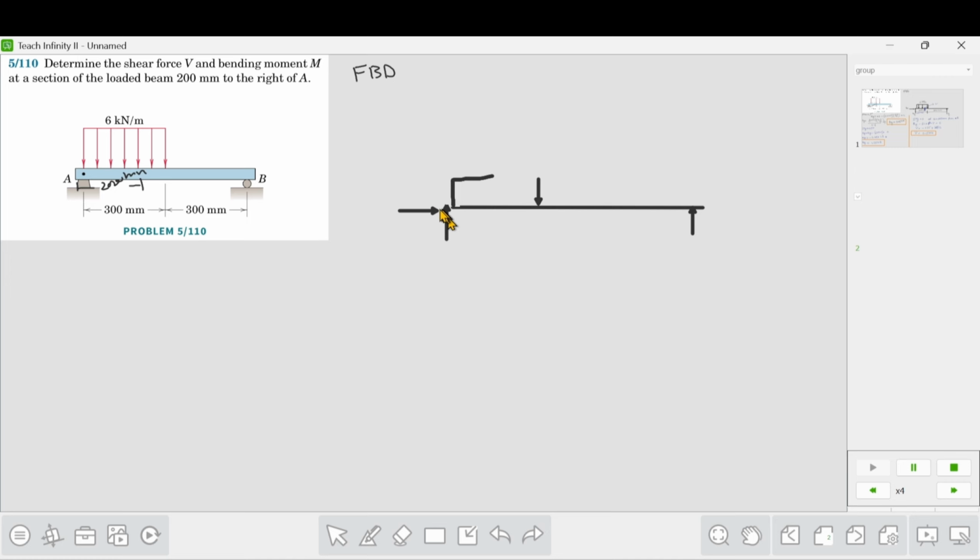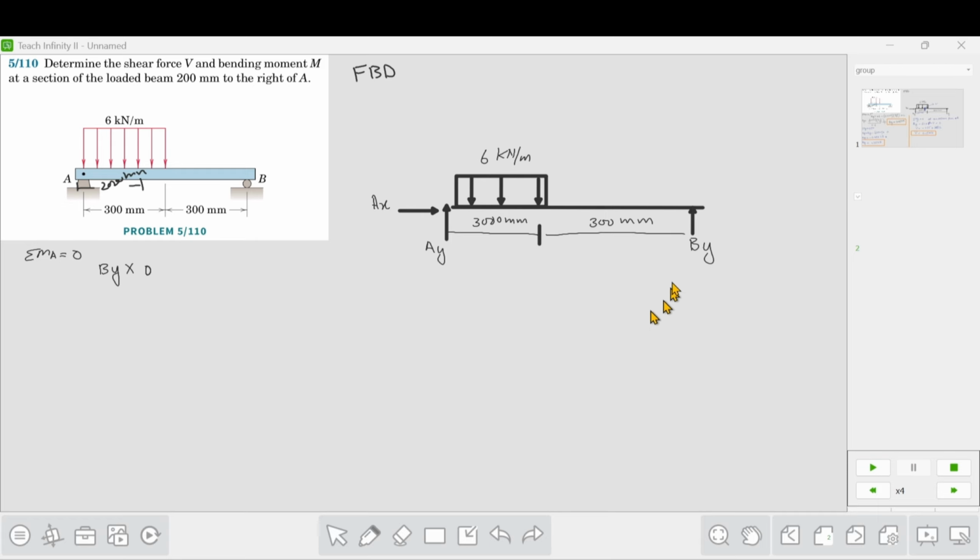This is AY, this is AX, and this is BY. This is a UDL of 6 kN per meter. The distance from A to this UDL is 300 mm, and this is also 300 mm, meaning 0.3 meter. So summation of moments at point A equals 0.